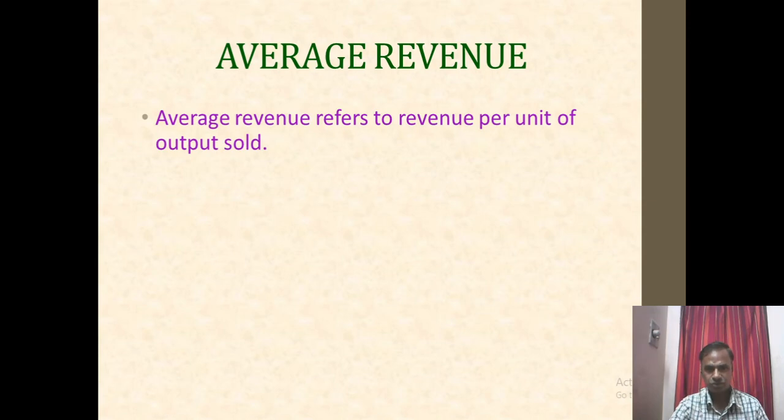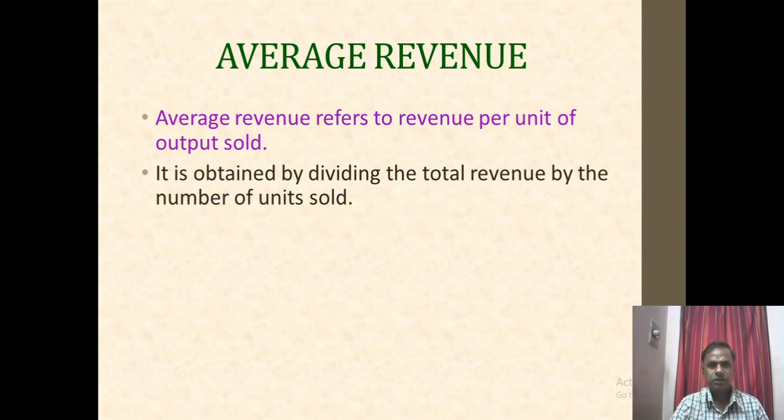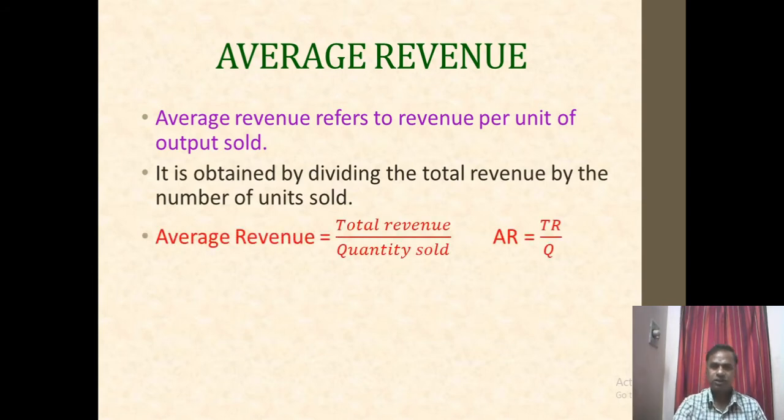So average revenue refers to revenue per unit of output sold. Revenue per unit of output sold is known as average revenue. That is, average revenue is the revenue from selling a single unit of a commodity. So how do we calculate average revenue? It is obtained by dividing the total revenue by the number of units sold. We have total revenue divided by the number of units sold, and we get the average revenue. So here the formula is total revenue divided by quantity sold.